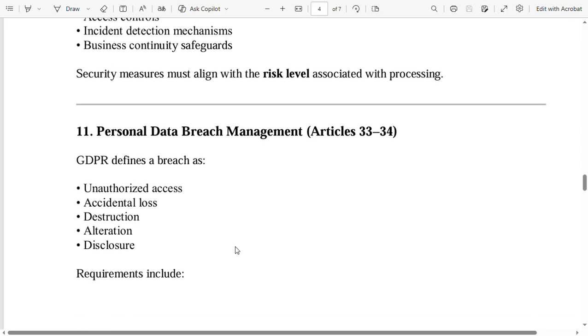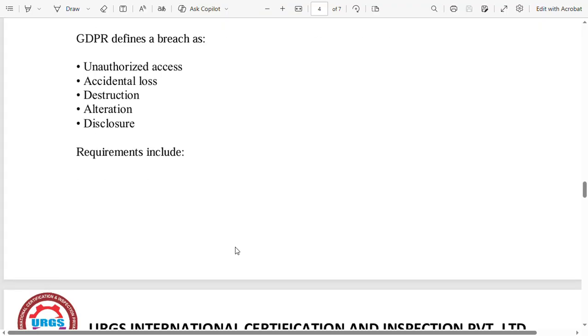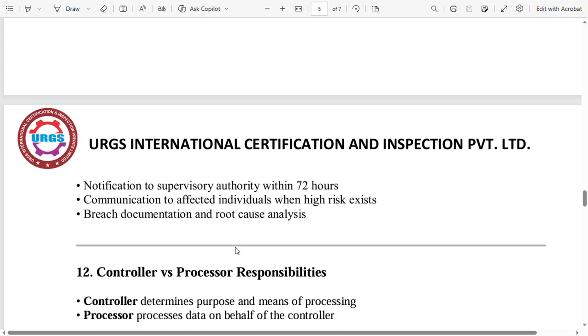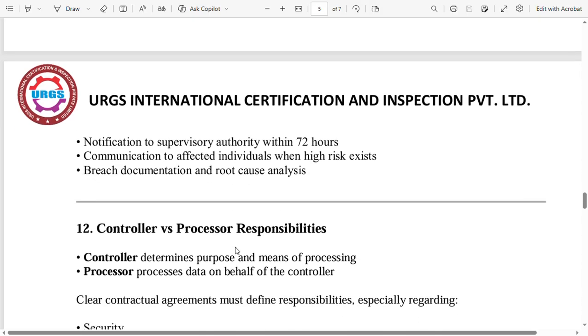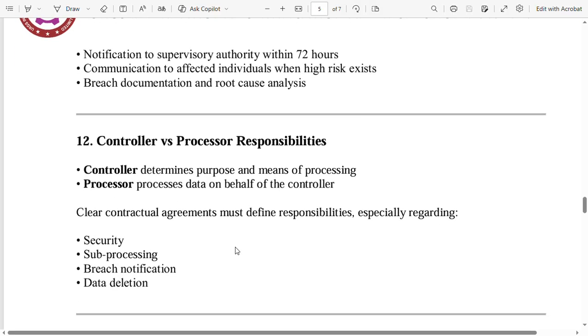Then next is personal data breach management, Articles 33-34. GDPR defines a breach as unauthorized access, accidental loss, destruction, alteration, disclosure. Requirements include notification to the supervisory authority within 72 hours, communication to affected individuals when high risk exists, breach documentation and root cause analysis.